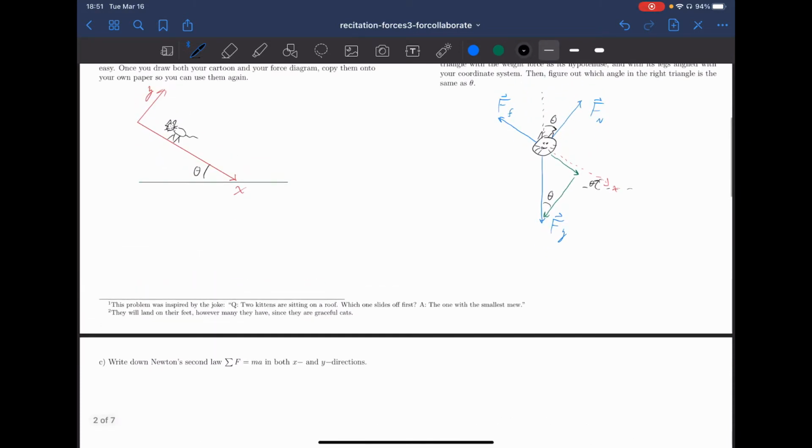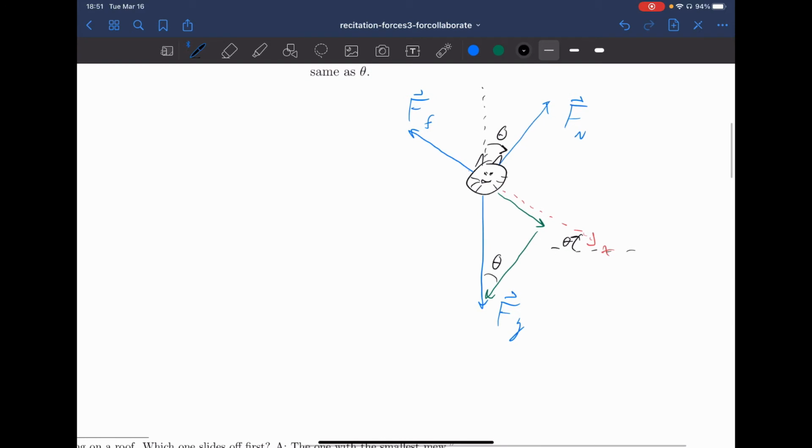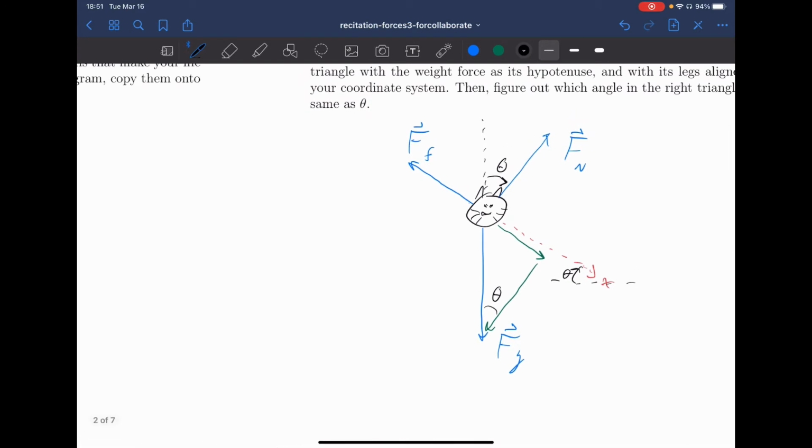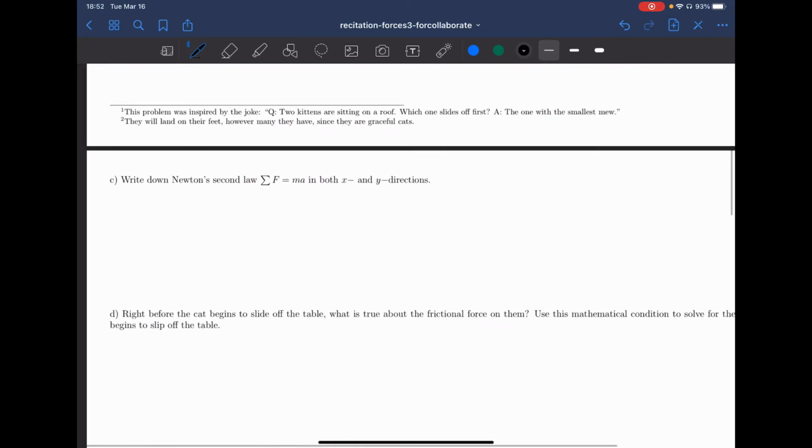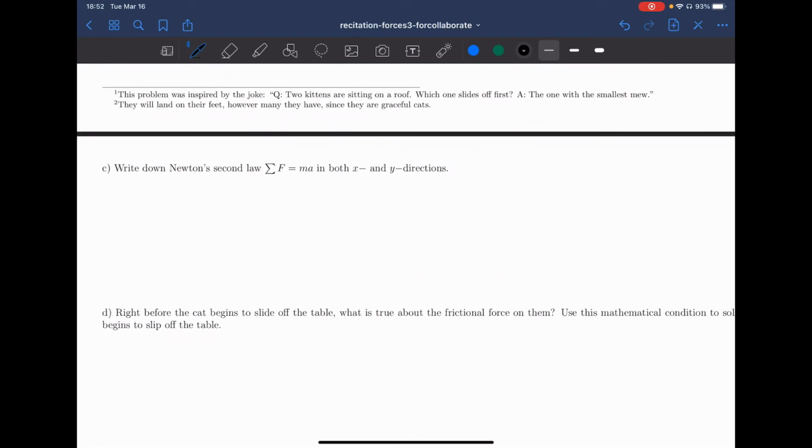So now that we have that, we can move on to our next problem, which is writing down Newton's second law. So let's do that now. So Newton's second law, you can write it out. So we have the sum of forces.